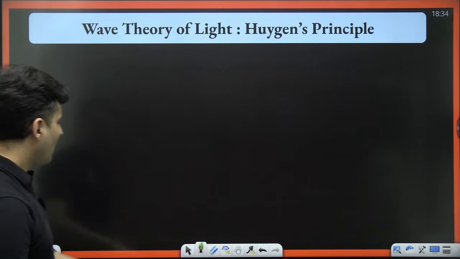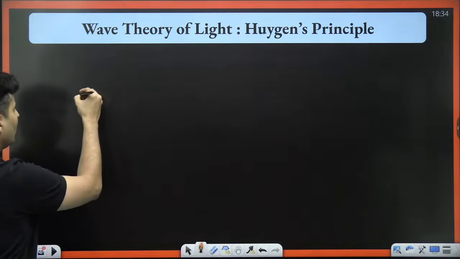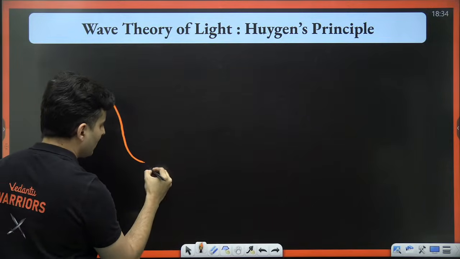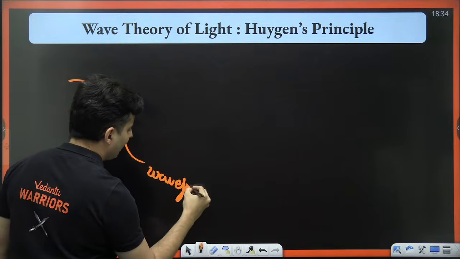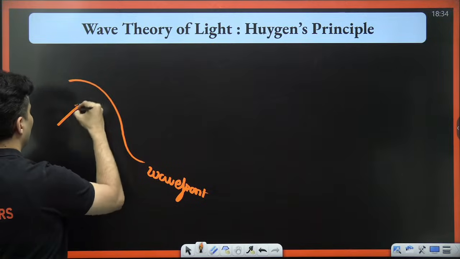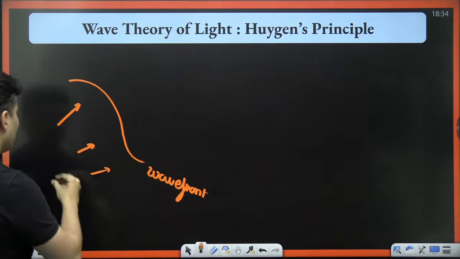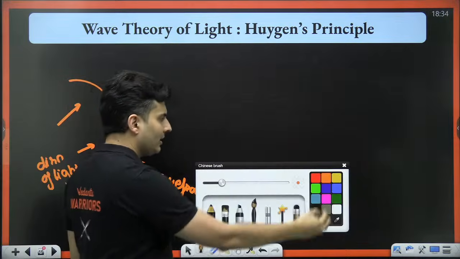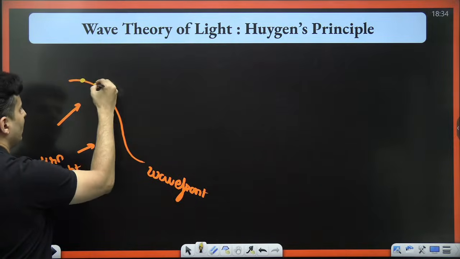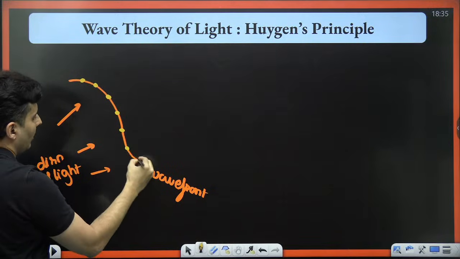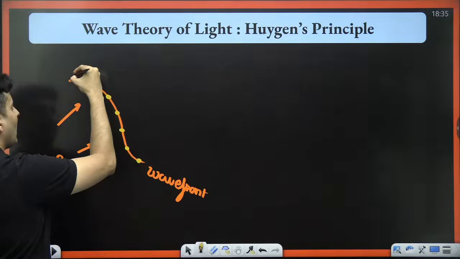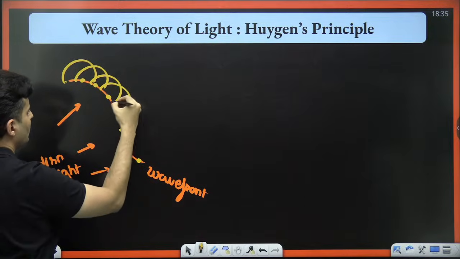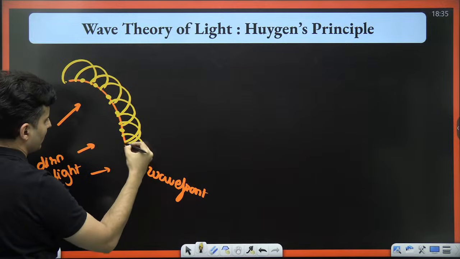Now, as per him, if you use the construction, this is how it looks. Say for example, this is some wavefront. And I know that light is propagating in this particular direction. This is the direction of light. So what you do is you assume each point on this as secondary sources, and you draw a new wavefront taking them as sources, something like this.